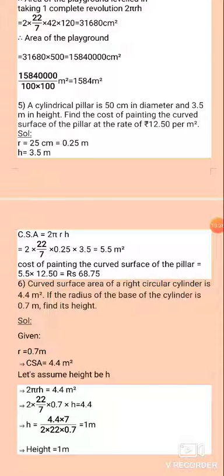Now, h is equal to 4.4 into 7 by 2 into pi, 2 into 22 into 0.7. Now cancel 4.4 and 22, we can cancel, 0.1. Now 7 and 0.7 are cancelled. That's what we get here. 0.1 is there, then 2 and 2 are cancelled. At last the height becomes 1 meter. Clear, students? Okay, thank you.